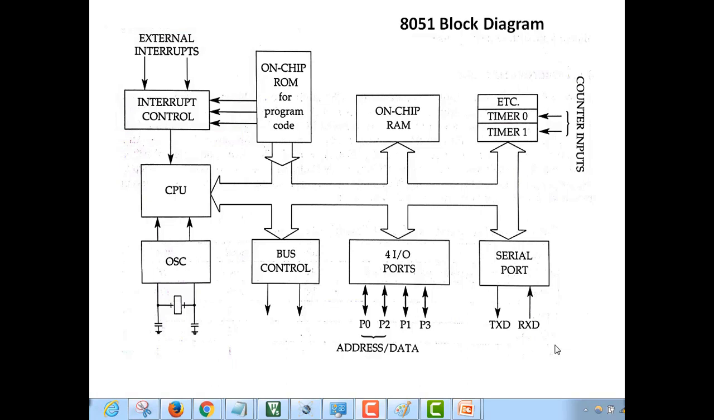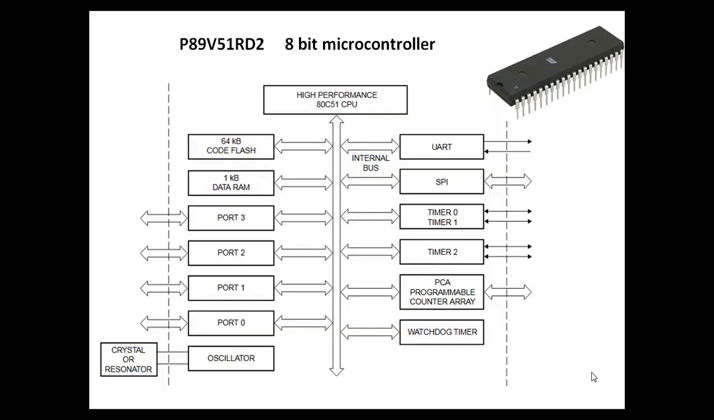Program memory, code memory, timer, serial port, input output port, interrupt control block, and CPU are all interfaced together through the system bus. New generation microcontrollers like the P89V51RD2 from manufacturer NXP, formerly known as Philips, contain more advanced features like 1 KB of data RAM, 64 KB of code memory, more timers, SPI, and watchdog timer-like features.